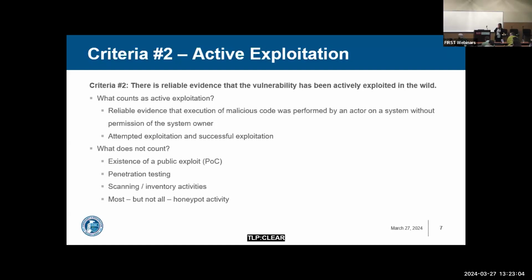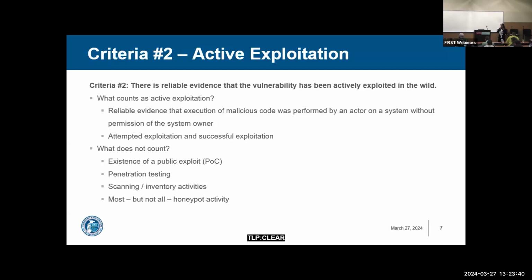We have a question on the last bullet: most but not all honeypot activity. Can you expand on that when you get to that point? Yes, absolutely. I want to read from the slide what the criteria is for active exploitation for the KEV based on the binding operational directive. And that is reliable evidence that execution of malicious code was performed by an actor on a system without permission of the system owner. No consent. Period. Exactly. So our pen testing doesn't count.